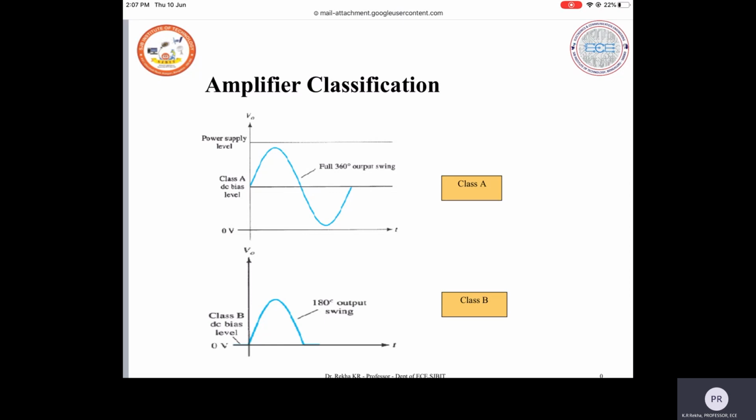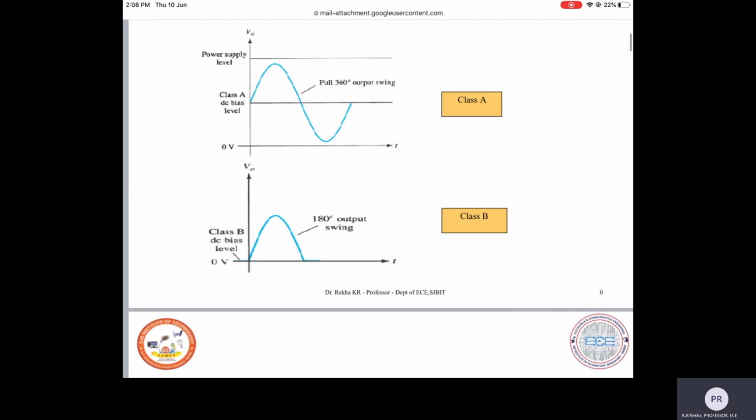So the designer has gone to class B amplifier. In class B amplifier, the positive half cycle will be amplified and the negative half cycle will be clipped off or chopped off. You can see in the figure that in class A, the full positive and negative waveform with respect to t is seen, whereas in class B the DC bias level will be exactly at the zero level, so it will conduct only 180 degrees.